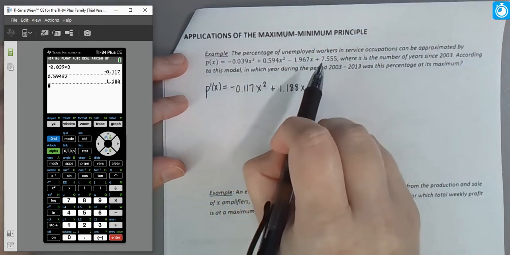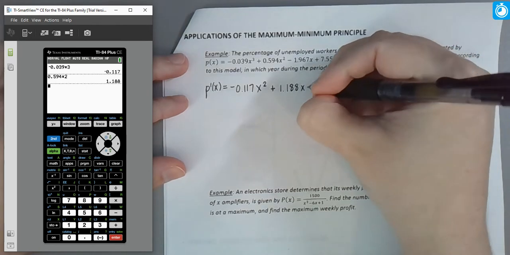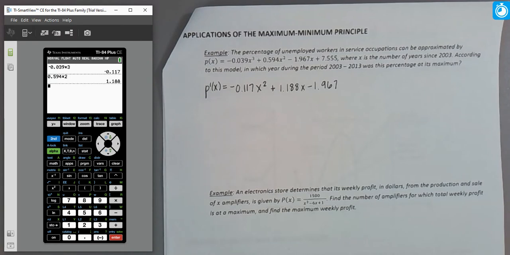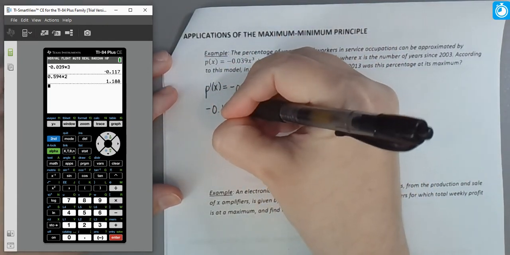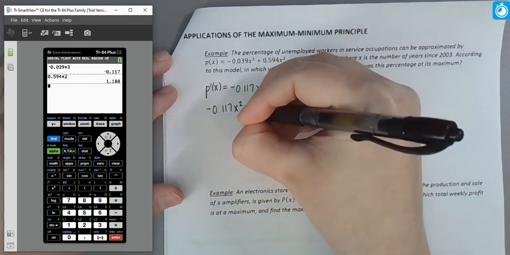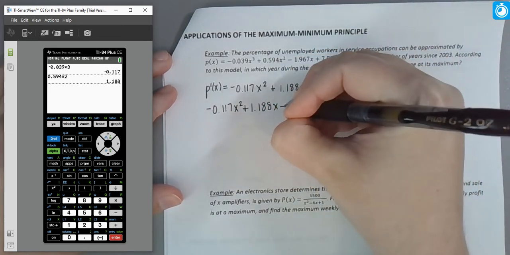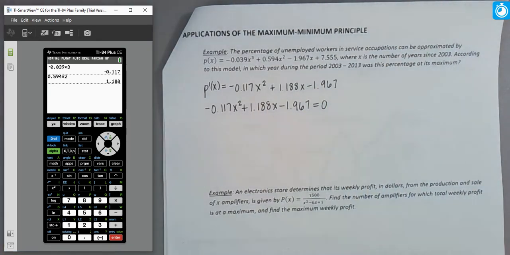And then for the last term, we know this one goes to 0, but for the last term, bring down the 1, nothing changes, and the x just goes away. So minus 1.967. Okay, so we have to set that equal to 0. So negative 0.117 x squared plus 1.188 x minus 1.967 is equal to 0. And whatever x values satisfy that equation, those are going to represent our critical values.